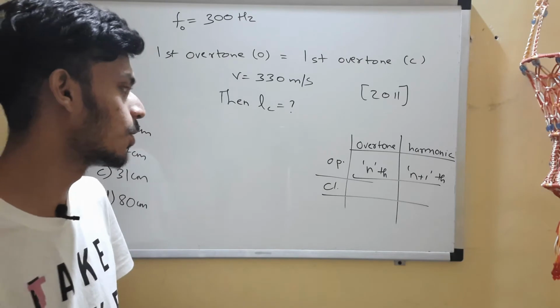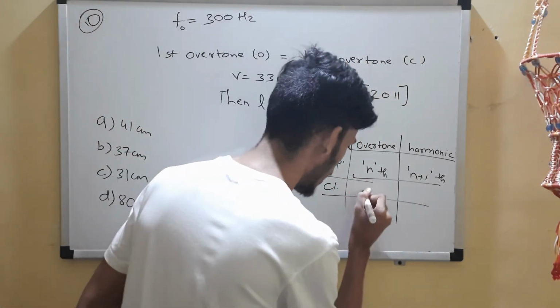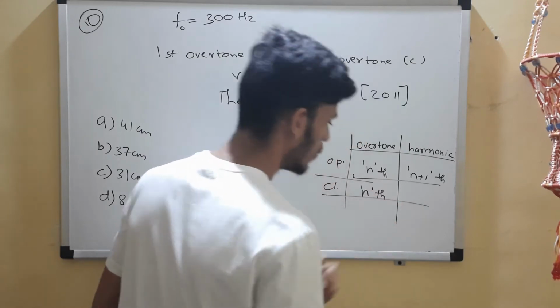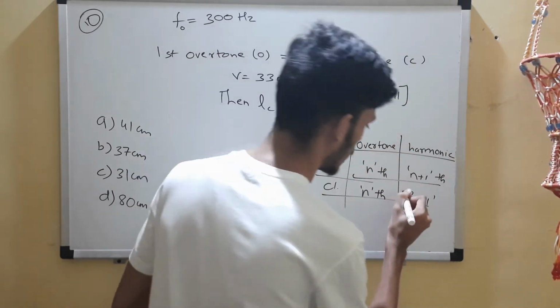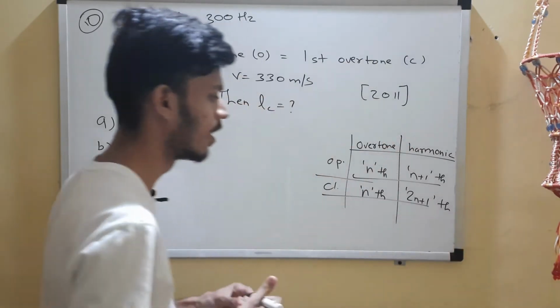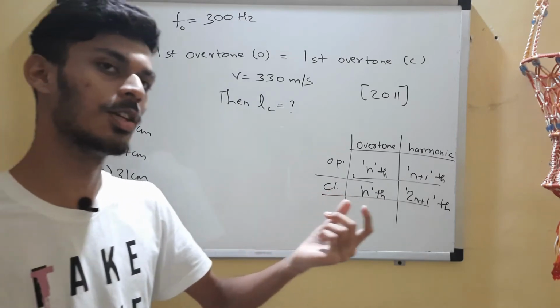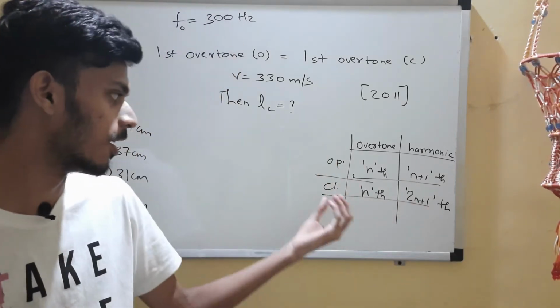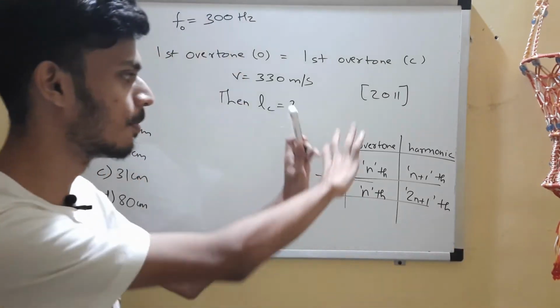Now in case of a closed organ pipe, only the odd harmonics are present. So for the nth overtone, the harmonic will be 2n plus 1, only the odd numbers. For the first overtone, it is the third harmonic. For the second overtone, it is the fifth harmonic, and for the third overtone, the seventh harmonic. I hope the idea is clear.